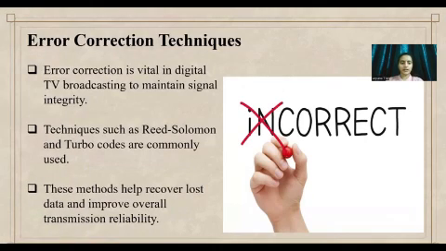Error correction techniques. Error correction is vital in digital TV broadcasting in order to maintain signal integrity. Techniques such as Reed-Solomon and turbo codes are commonly used for error correction, and these methods help recover lost data and improve overall transmission reliability.